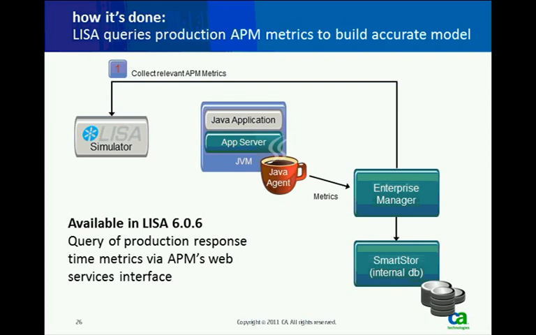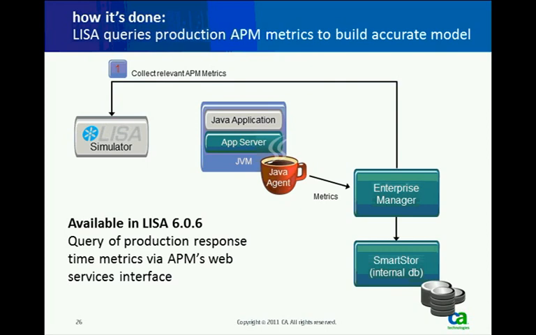So we do collect performance metrics, let's say response time metrics, for example, for a back-end web service, and developers or QA testers want to build a model in pre-prod that has an accurate sync time that represents that particular web service. So they can query this response time metric through our Enterprise Manager and our web service interface, and take that as input to CA Lisa, and then that input would be used to build a relevant model with production type response times. So this is available since Lisa 6.06.